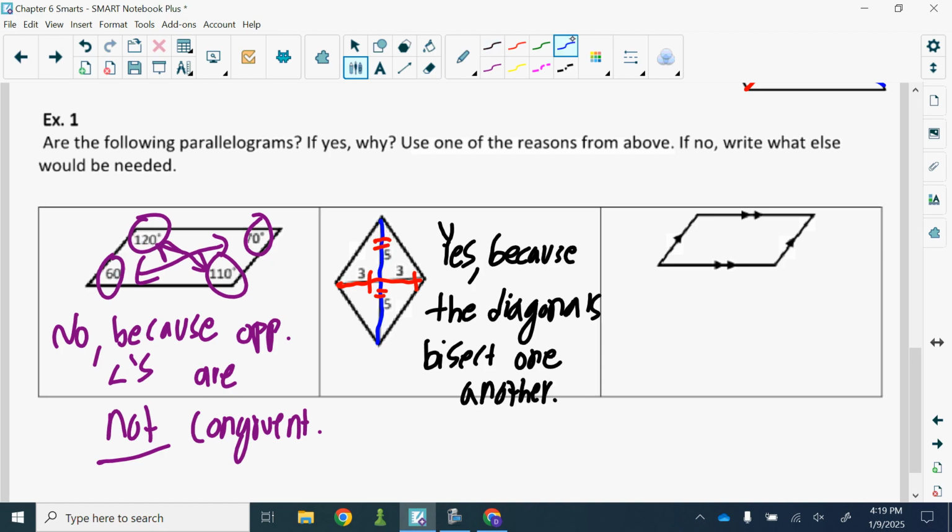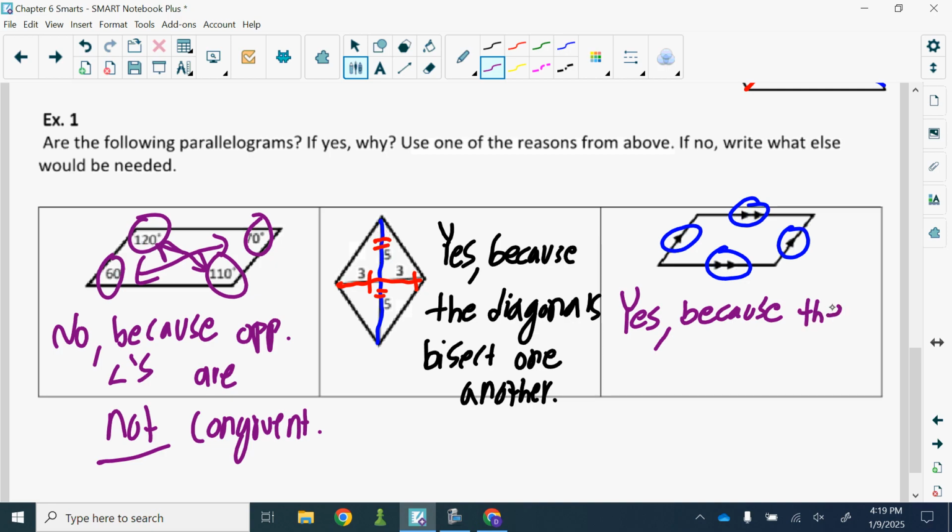Lastly, it gives us that the opposite sides are all parallel to one another. That's literally the definition of a parallelogram. So yes, because the opposite sides are parallel.